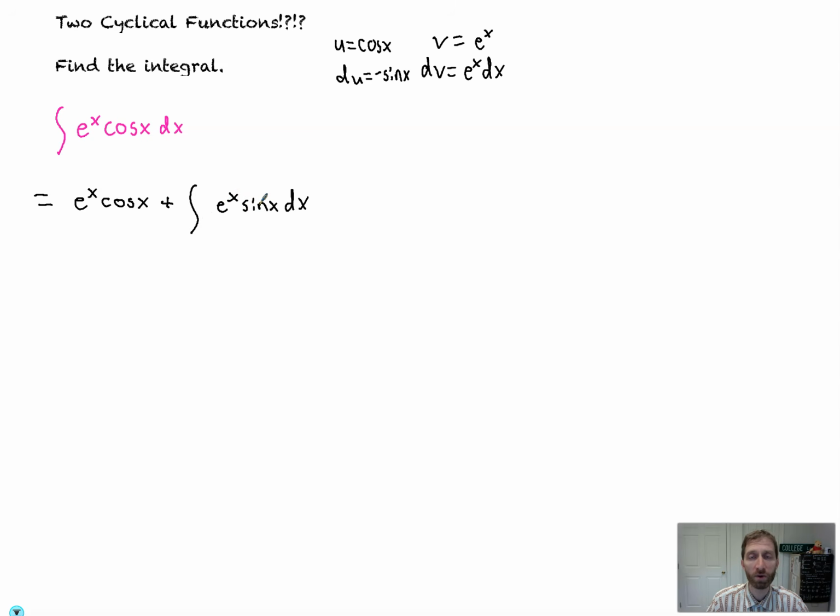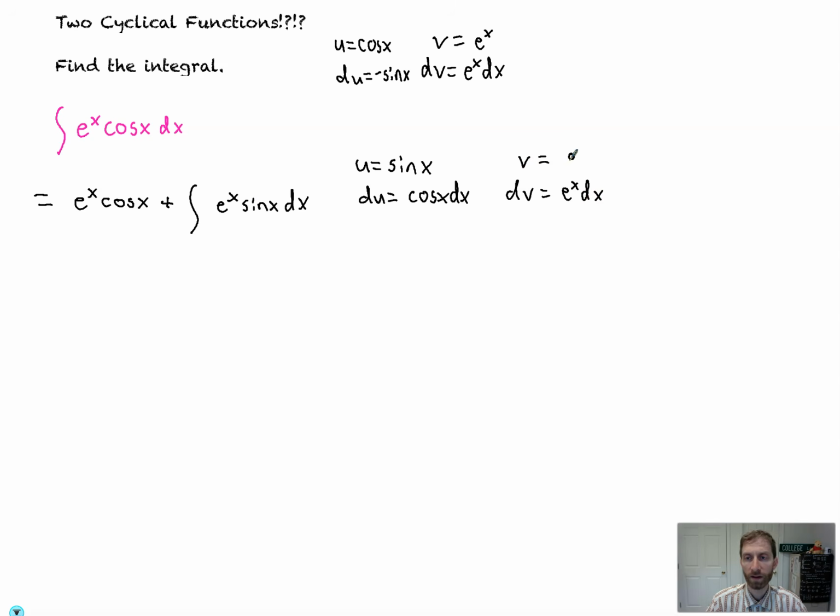Keep going in the same direction, meaning we're going to pick dv to be e to the x and u to be sine x. So u is equal to sine x. Du is therefore equal to cosine of x dx. dv we select to be e to the x dx, and the antiderivative of that is e to the x.